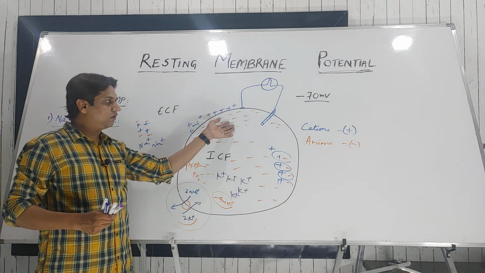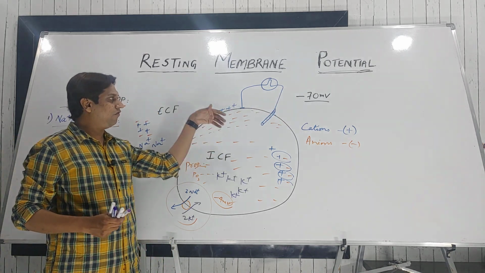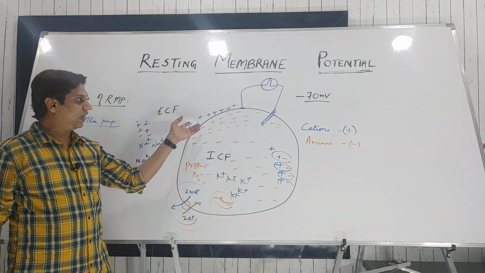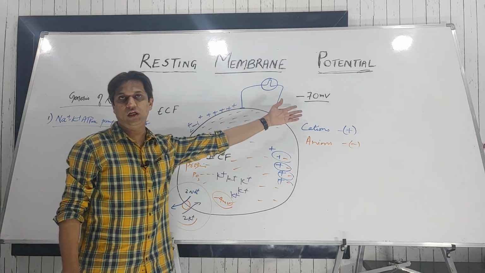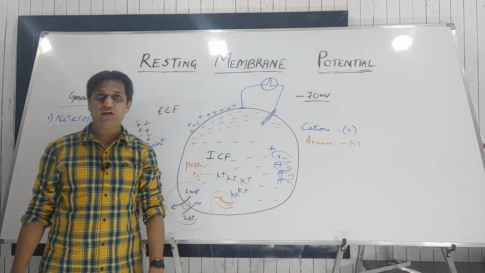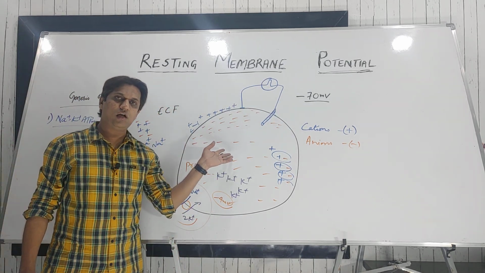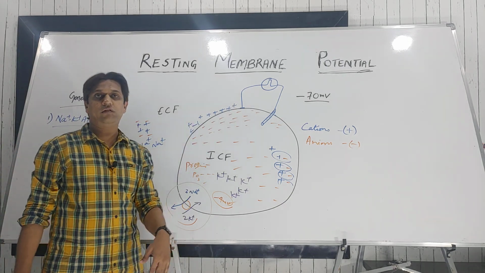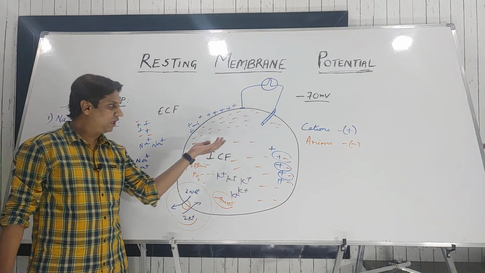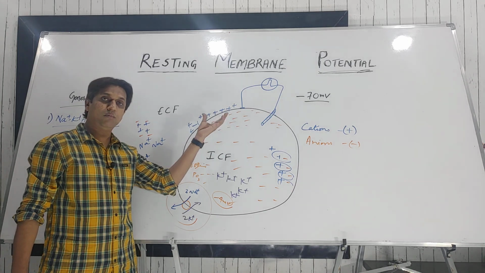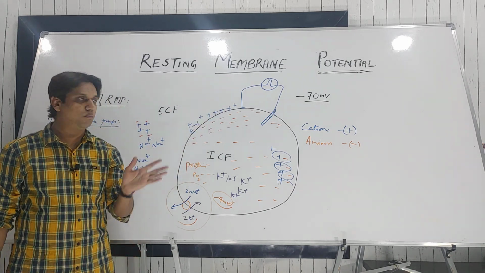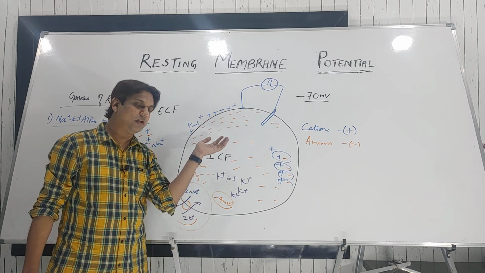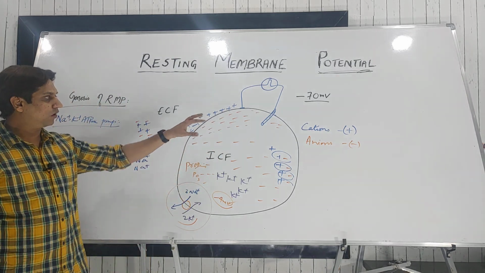So what does this minus 70 millivolt mean? The interior of the cell is negative with respect to the exterior of the cell, and how much negative? It is minus 70. If it is minus 90 or minus 95, for example in cardiac muscle, that means it is more negative. If it is minus 55 in smooth muscle, though it is negative, the magnitude is less. The more minus, the more negative; the less minus, the less negative. I hope the concept is clear.